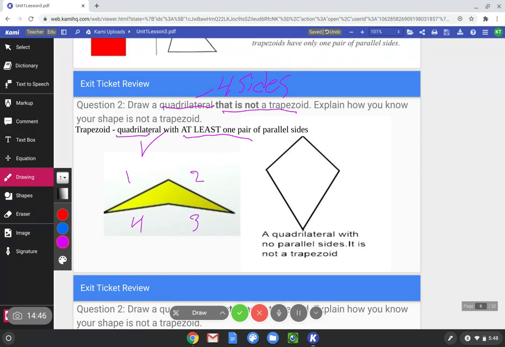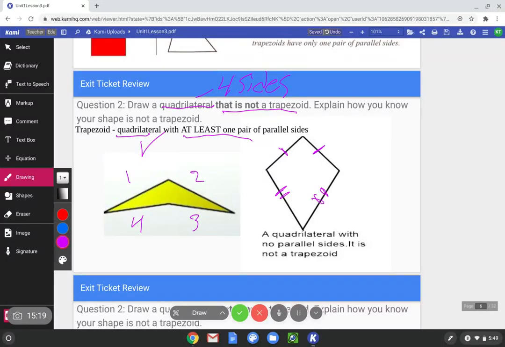Let's look at this one. It's a kite. 1, 2, 3, 4. Quadrilateral? Yes. And remember what we said about a kite. The sides are adjacent. This side is adjacent to this side, and they are congruent. So let me say that in irregular terms. This line is next to this line, and they're the same length. And this line is next to this line, and they're the same length.